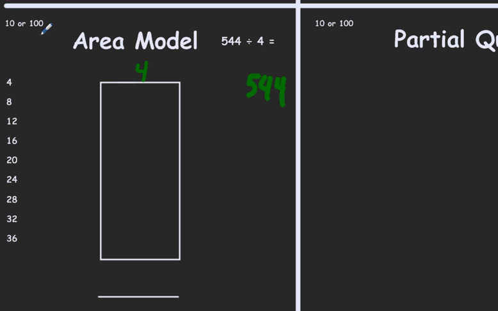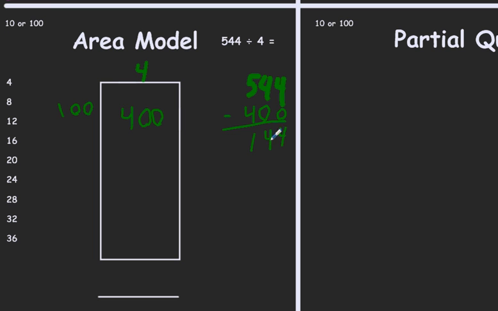Now, it's also good to think about 100s or 10s. It's the same thing when we do partial quotients in a minute. You think about 10s or 100s. So 500 is bigger than 400, so I'm going to start with 100 over here because I know that will work. 4 times 100, because we're doing area, is 400. So I have 400 of this taken care of. So I'm going to subtract 544 minus 400. My goal is to see how much I have left. So 4 minus 0 is 4, 4 minus 0 is 4, 5 minus 4 is 1. 144. I have less now.